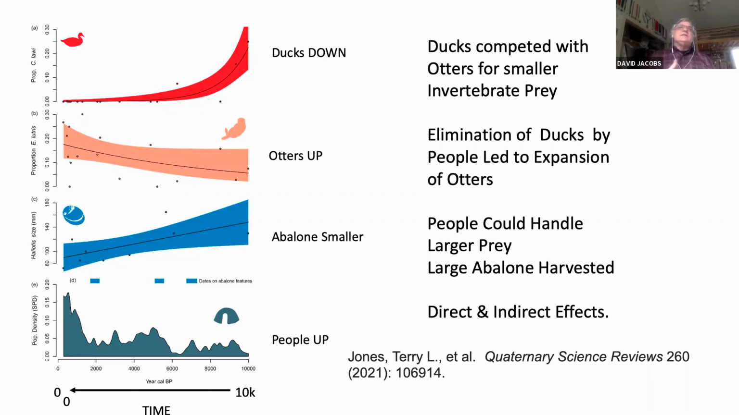So the implication is that there was competition between the ducks and otters, and the elimination of the ducks ultimately by people led to otters being able to expand. And this is obviously prior to Western impacts on these systems. So we just published this work, primarily driven by Terry Jones, an archaeologist.